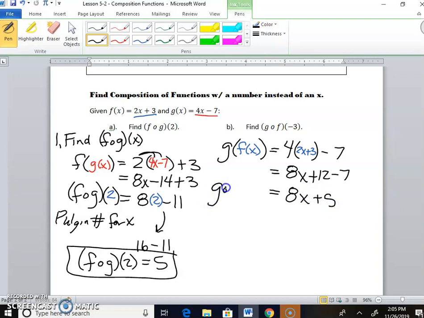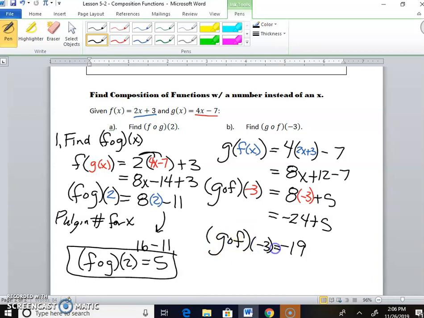Okay, so I found that g open circle f of x was 8x plus 5, but they've asked us to find negative 3. So instead of having an x in there, I'm going to plug in a negative 3. And when I do that, that gives me negative 24 plus 5, and negative 24 plus 5 gives me negative 19. So g open circle f of negative 3 is negative 19. Okay, and that's essentially what you guys need to know about your composition functions.